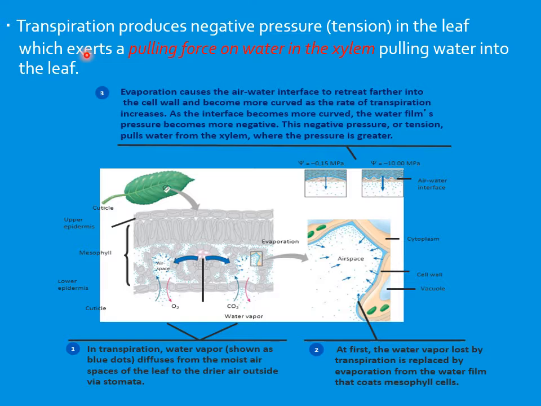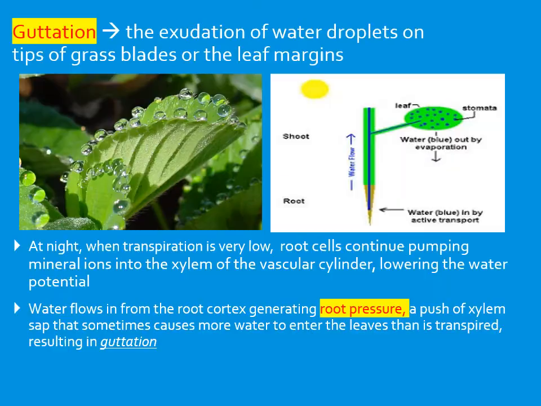Okay. So transpiration produces negative pressure in the leaf, exerts pulling force on water in the xylem, pulling water into the leaf. So ingat ada satu, kalau dia 3 markah kan tulis 3. Tapi as usually normally you have 6 marks normally, the point tertinggi lah.